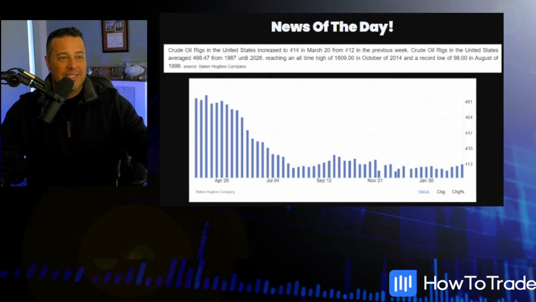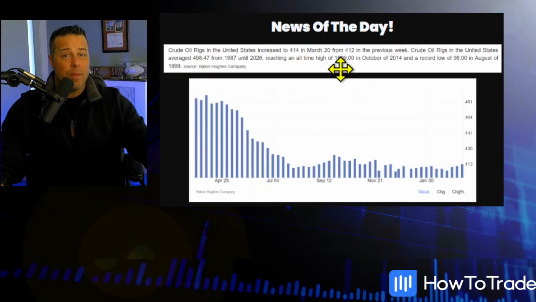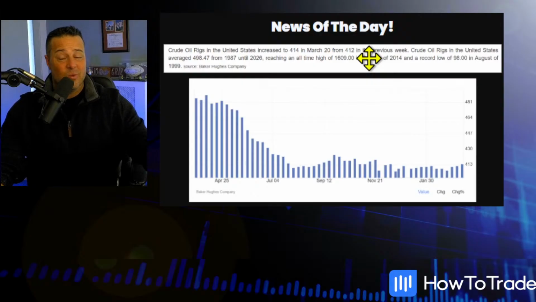The crude oil rigs in the United States increased to 414 on March 20th from 412 the previous week. Crude oil rigs in the United States averaged 498 from 1987 until 2026, reaching an all-time high of 1609 in October of 2014 and a record low of 98 in August of 1999. Back in 2014, 1,609 rigs. That was the big shale oil boom over in the Bakken oil fields. I was there. I saw it. That was when we were drilling 24 hours a day, and anybody that could get a rig out there did, because oil was worth about $100, $120 a barrel.